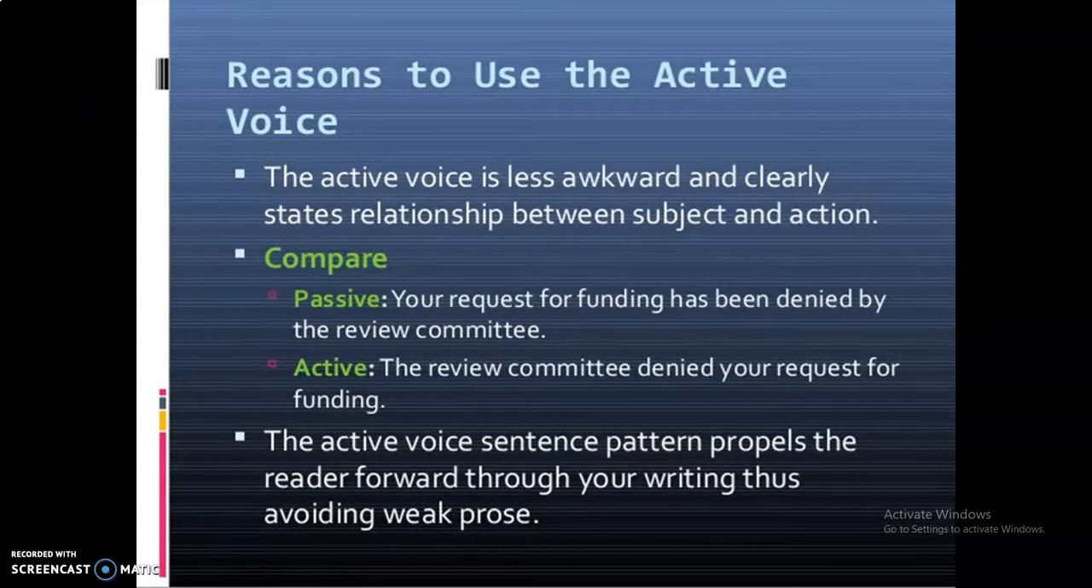Reason to use the active voice. The active voice is less awkward and clearly states a relationship between subject and action. Compare the passive: your request for funding has been denied by the review committee. Now the active: the review committee denied your request for funding. The active voice sentence pattern propels the reader forward through your writing, thus avoiding weak prose.